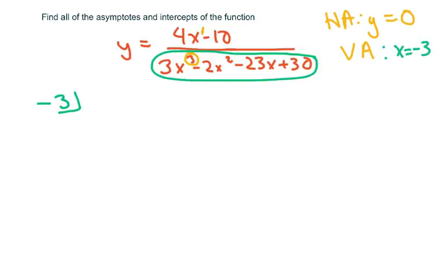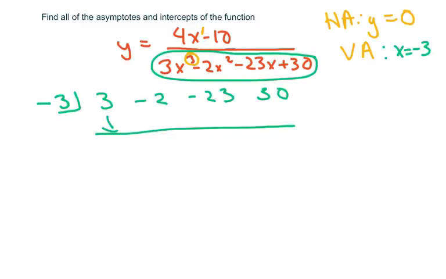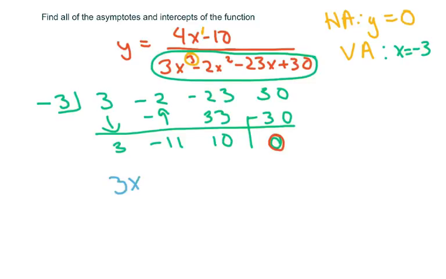Now I'm going to go ahead and use synthetic division here. I know it should work out here. I bring down my 3, and I'm going to multiply and add. Multiply and add. Multiply and add. All right, so we did get a remainder of 0. That means it's factorable. I'm going to go ahead and write this as 3x squared minus 11x plus 10, and that equals our y.